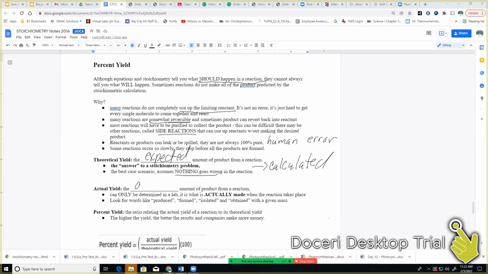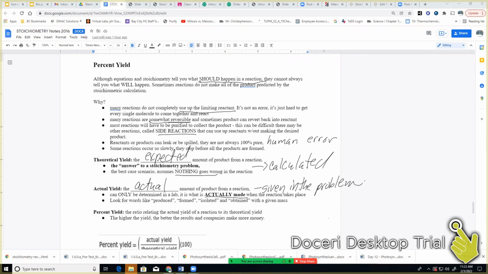And then our actual yield is the actual amount that is produced in a reaction. It can only be determined in the lab, and it's what is actually made. You're going to be looking for words like produced or formed or isolated, something like that, that's going to tell you the actual amount, because the actual amount is given in the problem. And usually your actual amount is less than your theoretical amount.